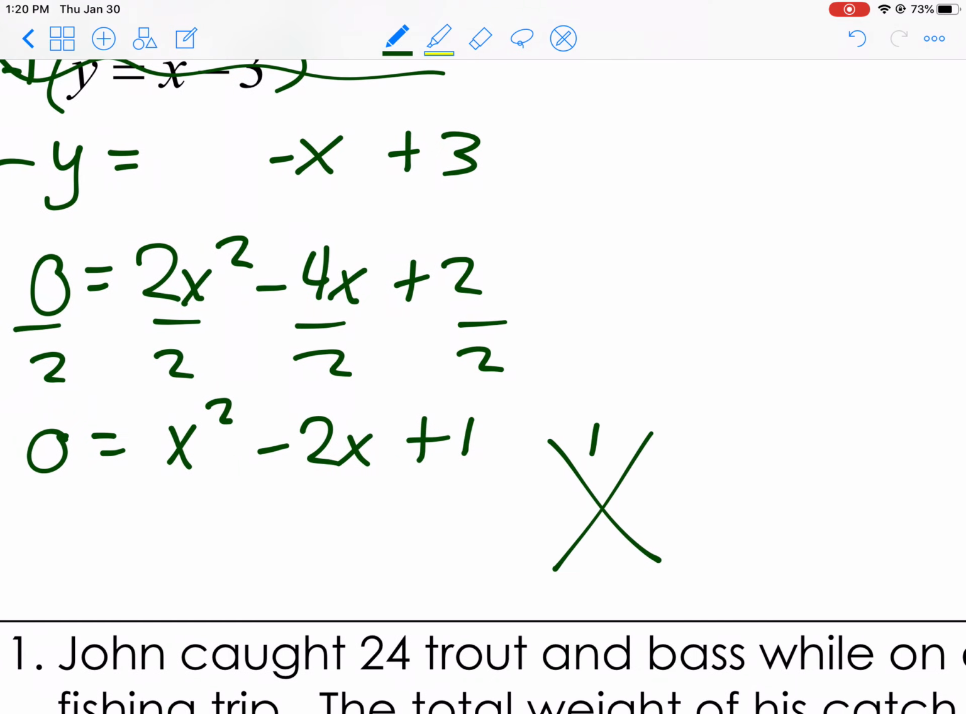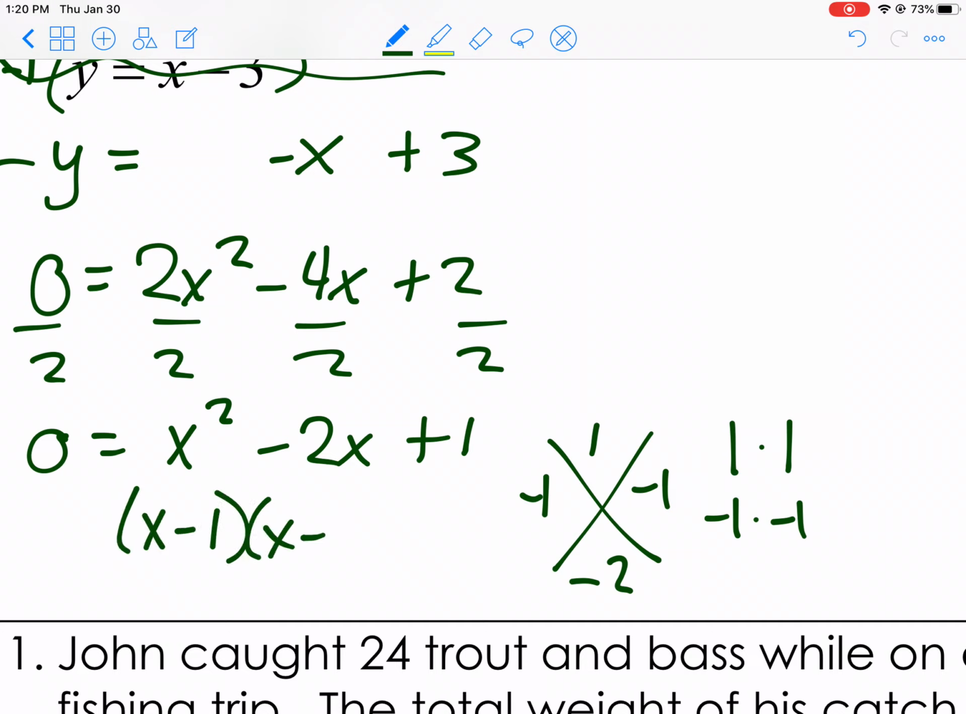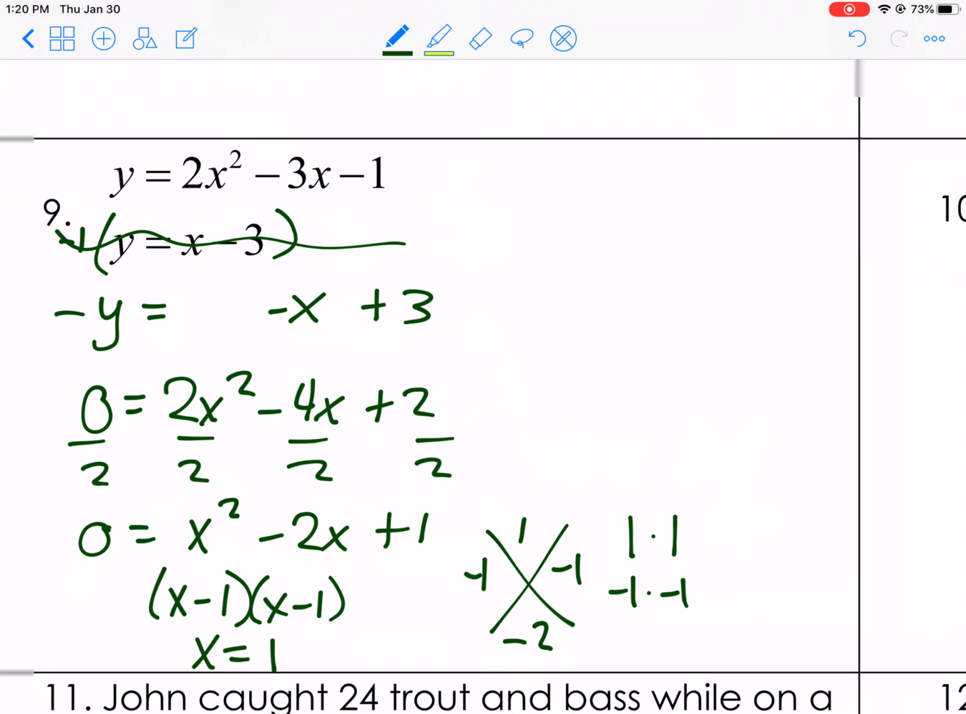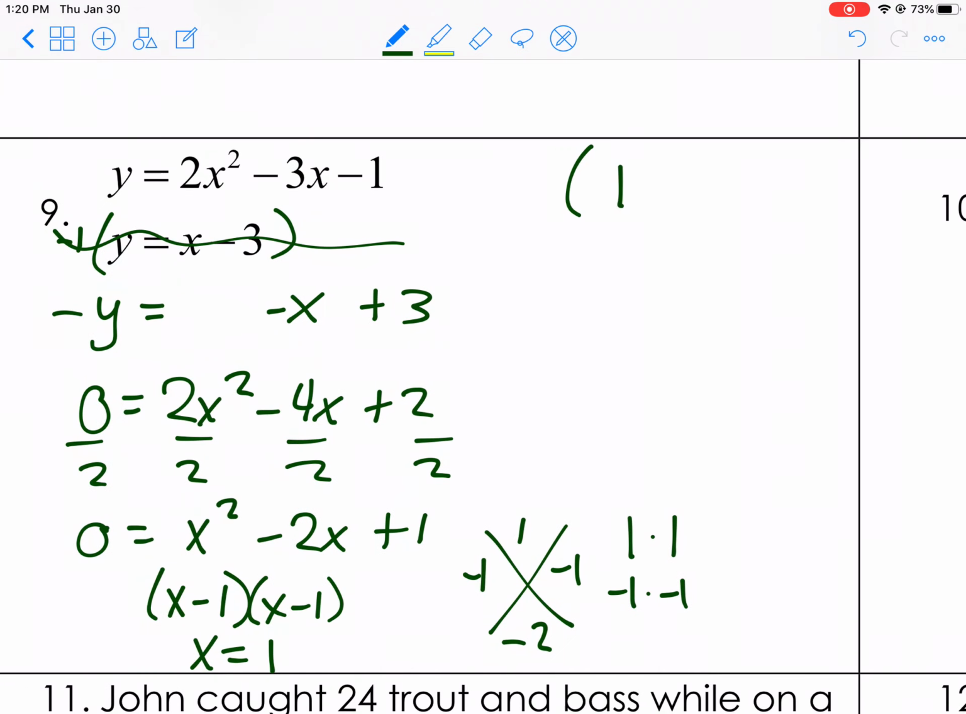A times c goes at the top. Negative 2 goes at the bottom. 1 times 1 equals 1, and negative 1 times negative 1 equals 1. And I think it's going to be those, so that when we add them, we get negative 2. So our factors look like that. And we really just have one x solution then, don't we? It's 1. So we come back and plug it in. Suppose I plugged it into this equation. I'd have 1 minus 3, that's negative 2, and that's it.